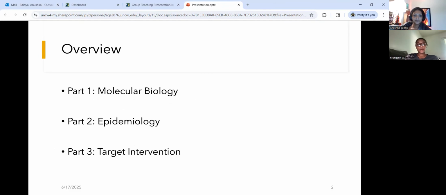So just a quick little breakdown of how the presentation is going to go. Part one really talks about the molecular biology of this cancer and looks at the development of NSCLC on a molecular level. Part two is going to be the epidemiology portion. And then lastly, part three is going to talk about our target intervention.